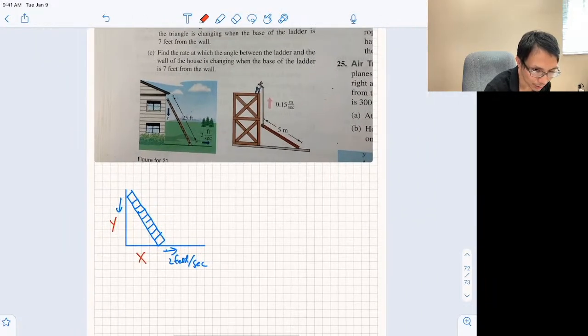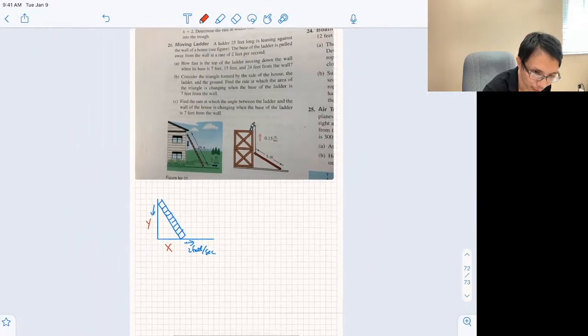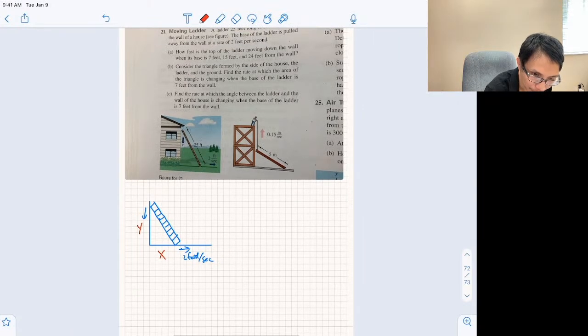Now, what else? They want to know how fast is the top of the ladder moving down. So it's dy/dt when what? When x is equal to what? 7 or 15 or 24. I'm just going to do 7. I don't want to do 15 and 24.